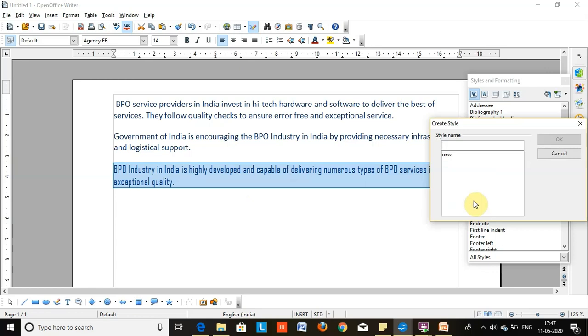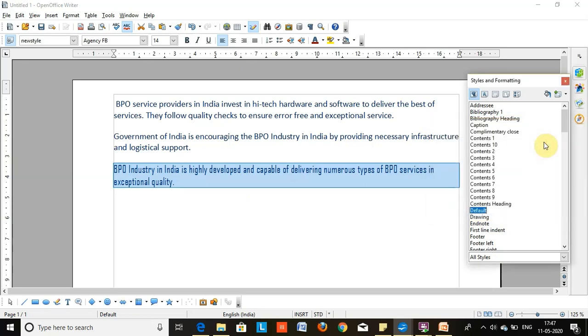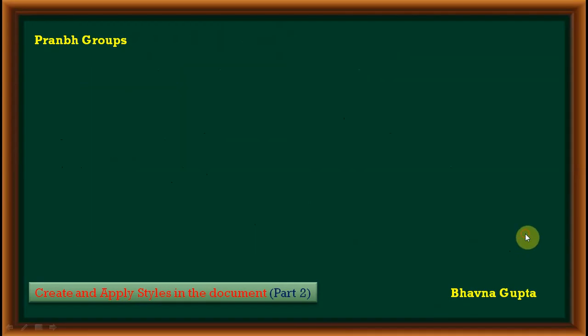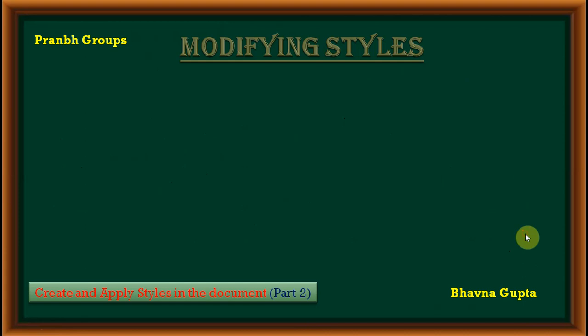Create a style. Here type a new style name. Then click OK and style is created. Let's check. New style is created. Okay, go to the next one topic, modifying style.